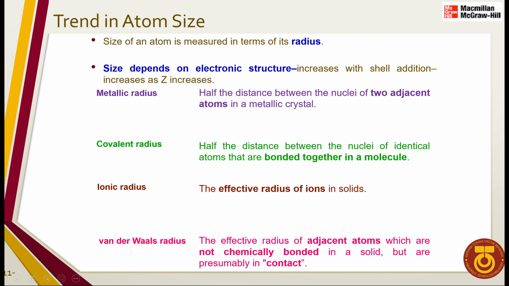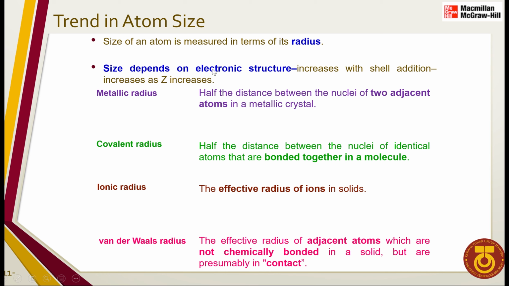So, trend in atomic size. In general, how an atom is measured is based on its radius. You can imagine a marble ball, so it is spherical, right? Usually we assume an atom is spherical and it has a radius. So this radius determines the size of an atom.